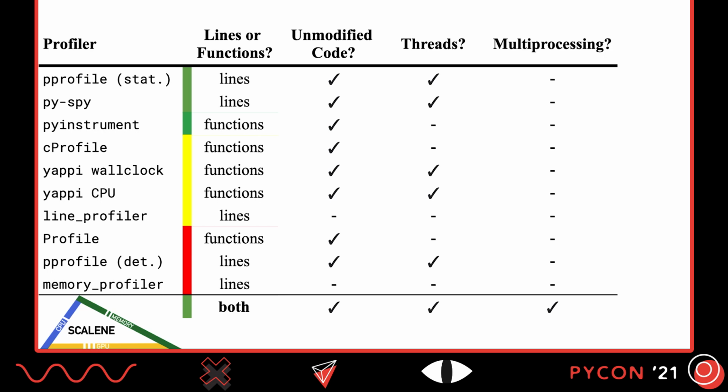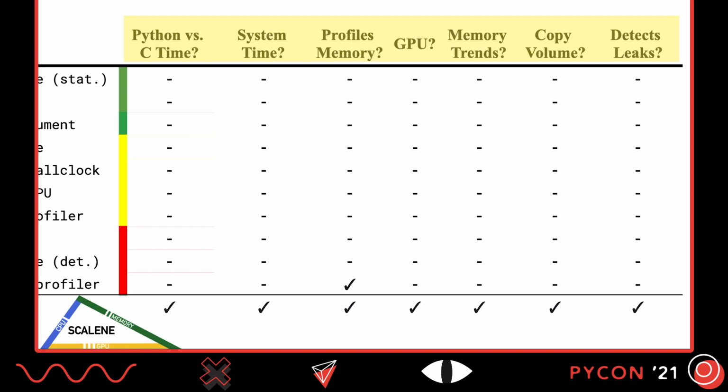But these features are not the biggest advantages of Scalene over past profilers. No past profiler can do any of the things listed here on this slide, except for one, which I'll mention in a second. Just to read the information across the top, Scalene can separate out Python time versus C or native time. It can identify how much time is spent in system calls, meaning I/O. It profiles memory. It profiles a GPU if you have one. It illustrates memory trends and reports copy volume, which I'll explain in a minute. And it automatically detects memory leaks.